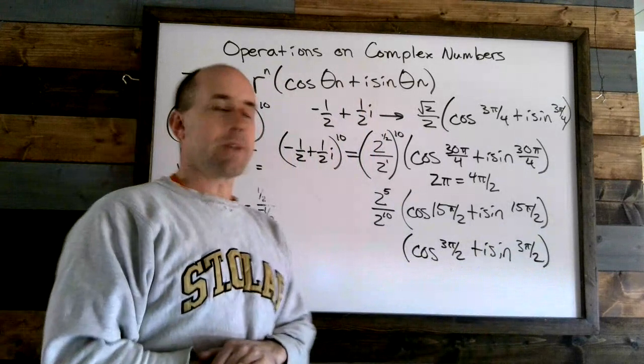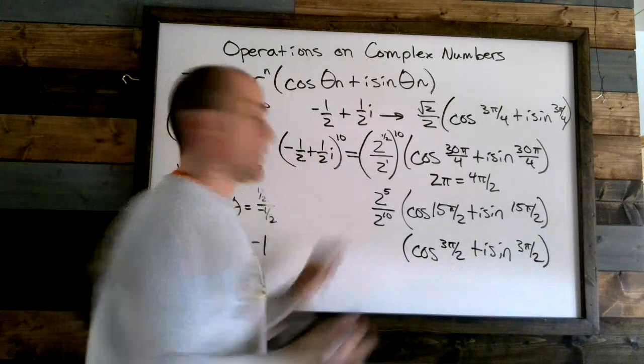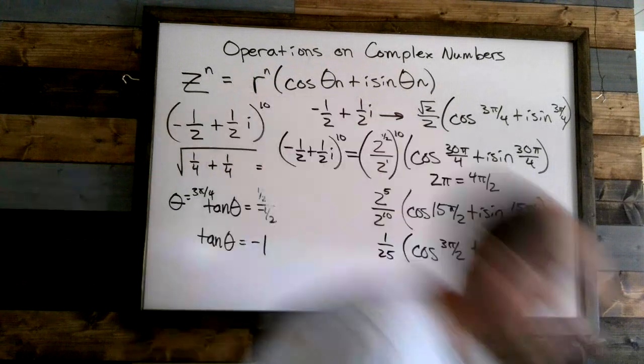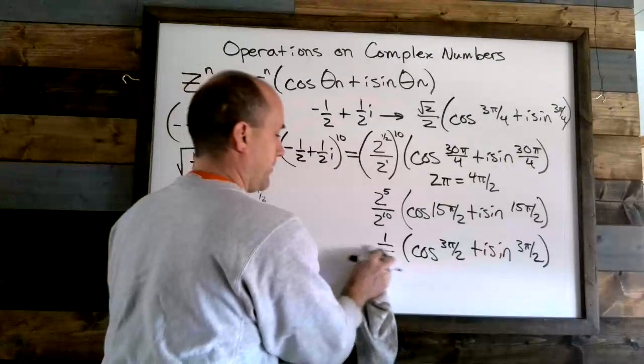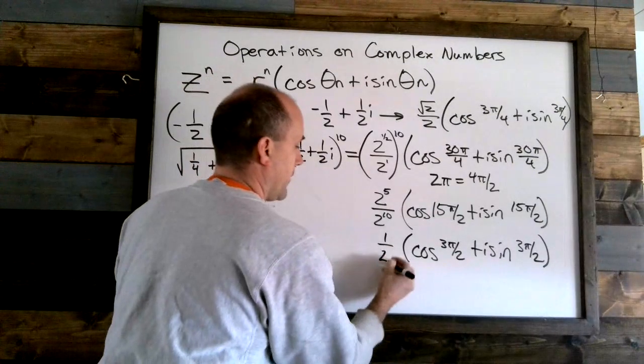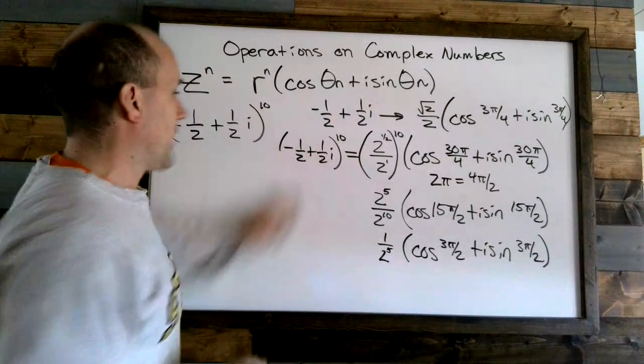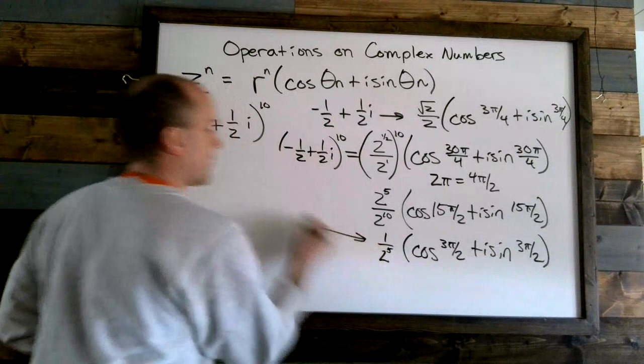Works out quite nice. 2 to the 5th over 2 to the 10th. You can see that it's 1 over 2 to the 5th. Whoop, not 1 over 25. That was dumb. 1 over 2 to the 5th. And to finish things off here, that is what we call trigonometric form.